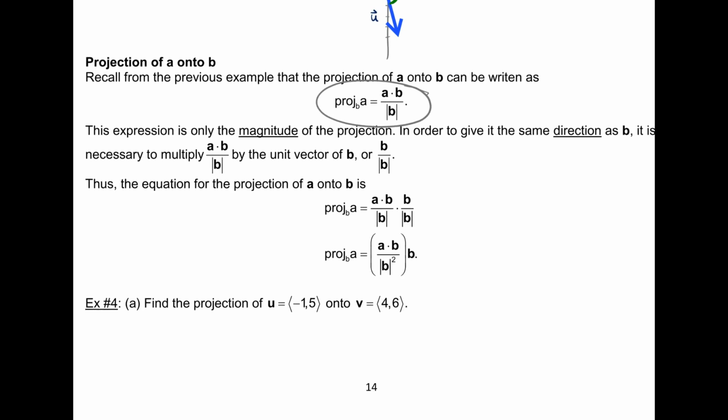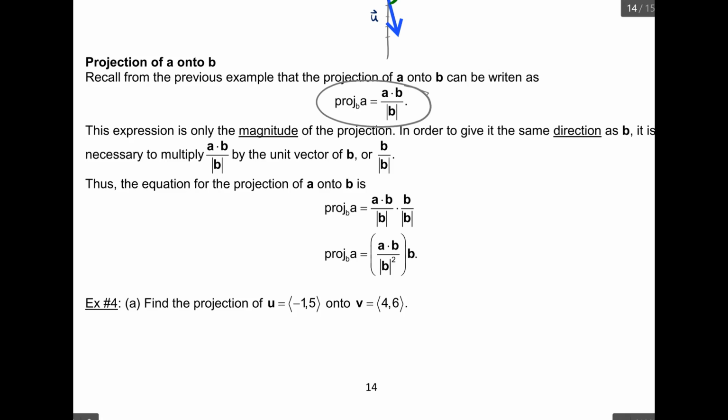I need to update all your grades. This expression is only the magnitude of the projection. In order to give it the same direction as b, it's necessary to multiply by the dot product of a and b over the magnitude of b, by the unit vector of b. The unit vector will give it the same direction. I want to go in the same direction as b. I don't want to go in opposite directions.